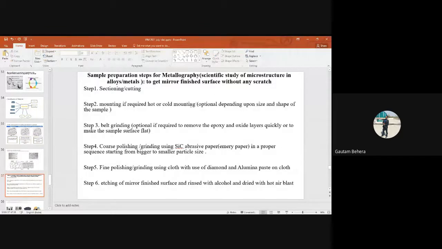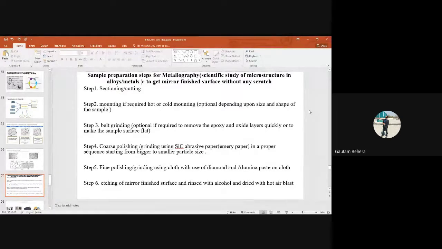Now, this is a very interesting part. This particular slide will cover your lab as well as your theory part. This is a slide showing sample preparation steps for metallography. So what is metallography? Metallography means scientific study of microstructures in metals and alloys.